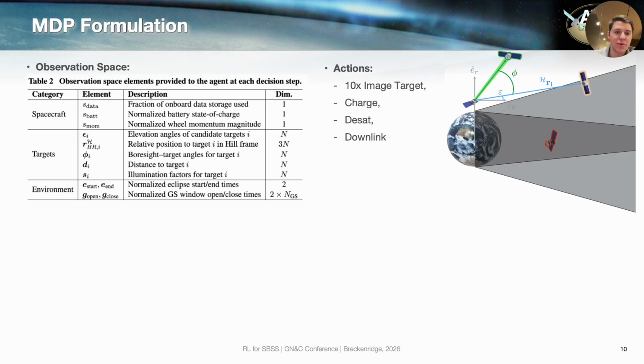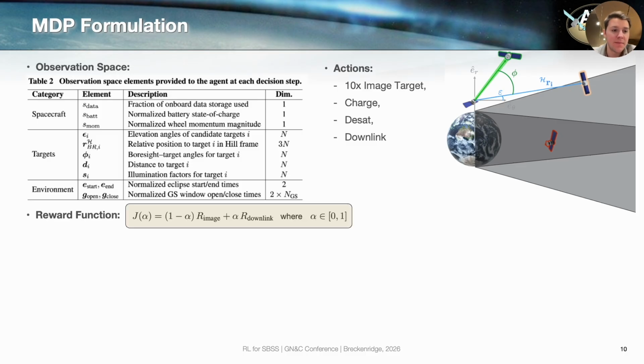The actions, as I mentioned before: you actually get 10 different imaging actions, so for 10 current upcoming targets that are within line of sight, you also get the charging, desaturation, and downlink actions. Then the reward function. Compared to the previous paper, which just looked at imaging reward and didn't care about any balancing, now we have a component for the imaging aspect of the problem, and another component that is alpha-tuned for the downlink component. So meaning we want to actually have all the illuminated images on the ground.